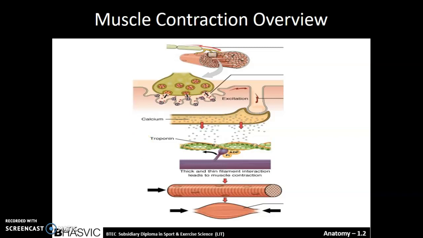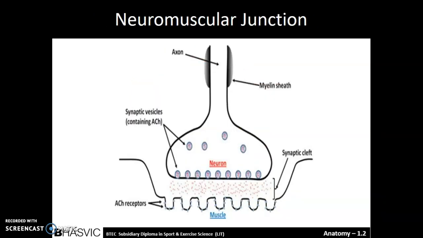When a muscle wants to relax, calcium will simply go back to the sarcoplasmic reticulum, and actin and myosin will slide to their original position, where the muscle will no longer be contracted. The neuromuscular junction is a very crucial part of muscle contraction.